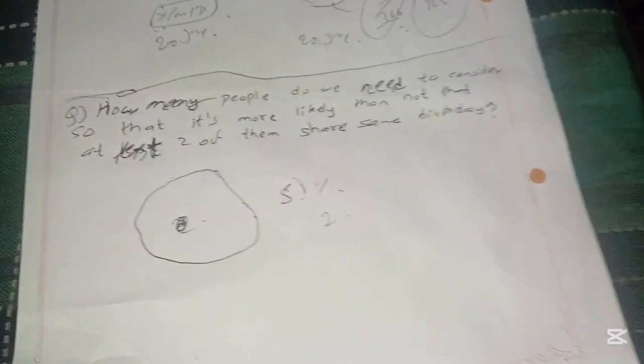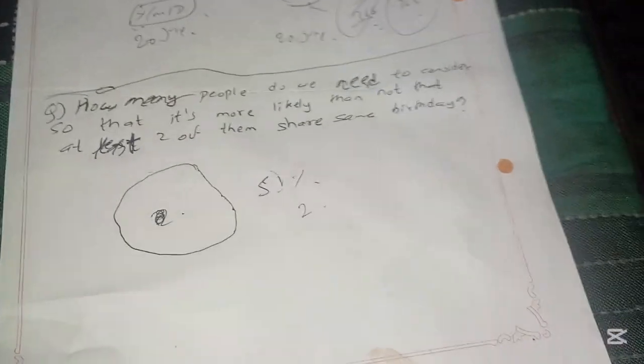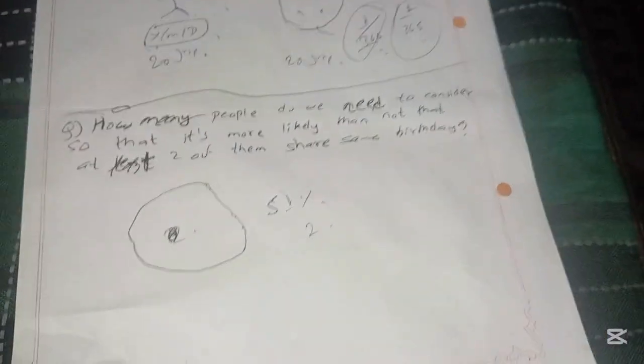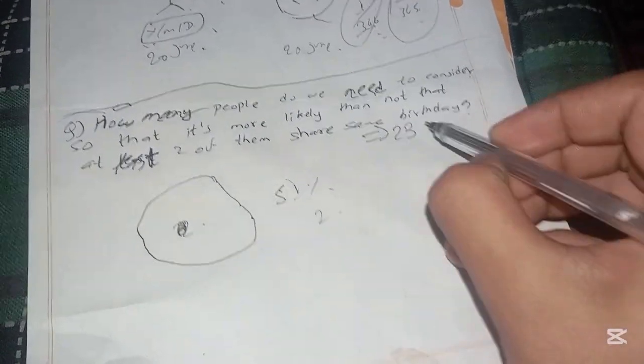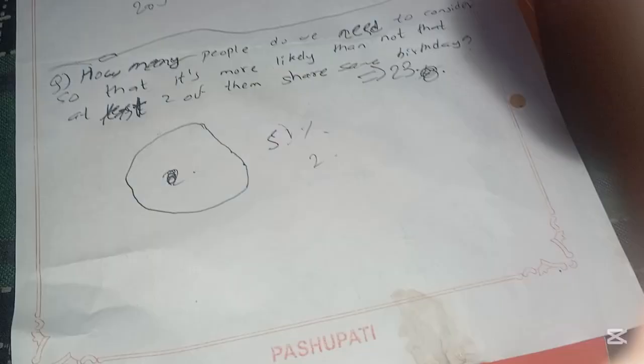Okay, so we might think that the answer is going to be just a lot of people, but that's the wrong answer. It's not going to be that many people. It's going to be just 23 people. The answer is 23 people. Okay, so let's see how.